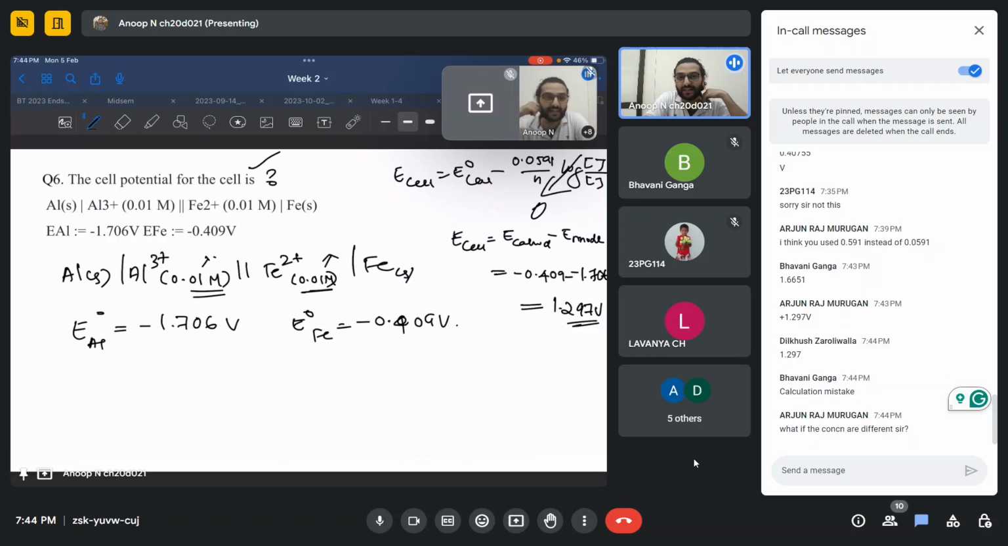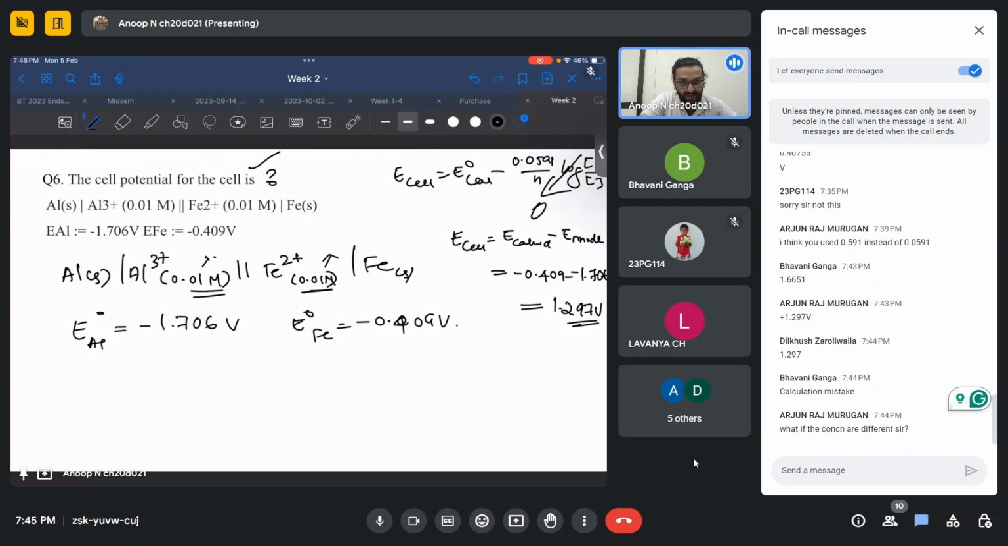So we will be getting a different E cell. Since here the concentration is the same, I have just shown it numerically. Since the concentration is the same, it became log 1, and log 1 is 0. That's it. There is not much to think about it.